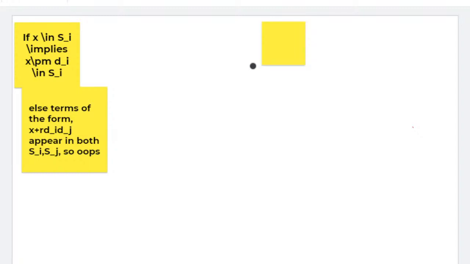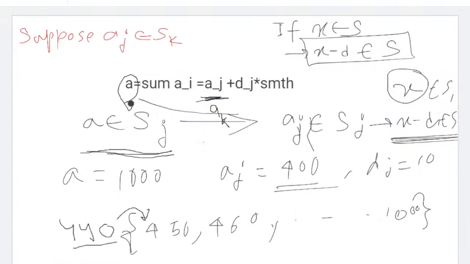Okay, let's see. Uniqueness. We can say something like: assume a contradiction. In this case, what happens is, say A is an SK. If the problem statement holds true for some K as well, then you can write this as AK plus DK into something.